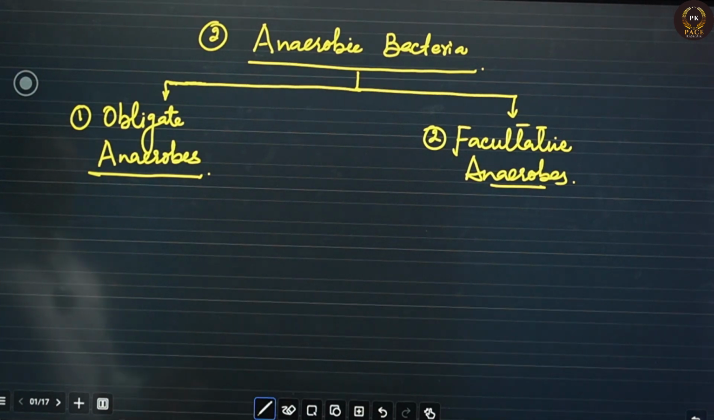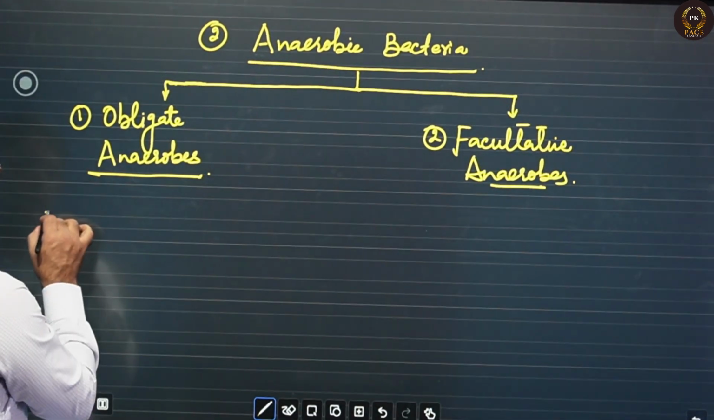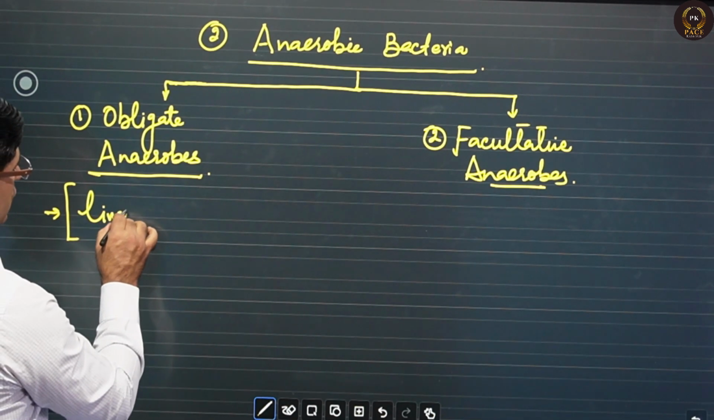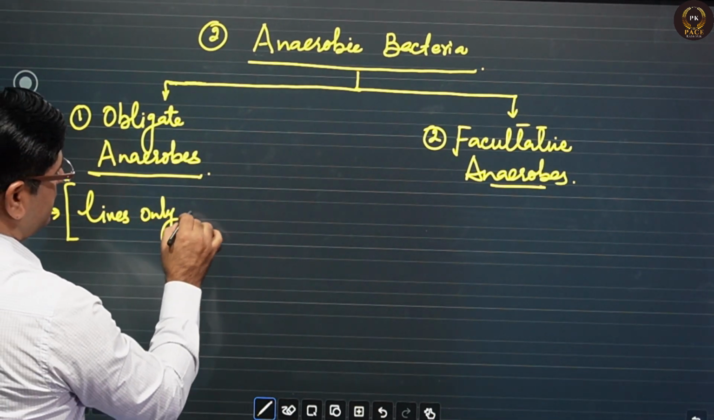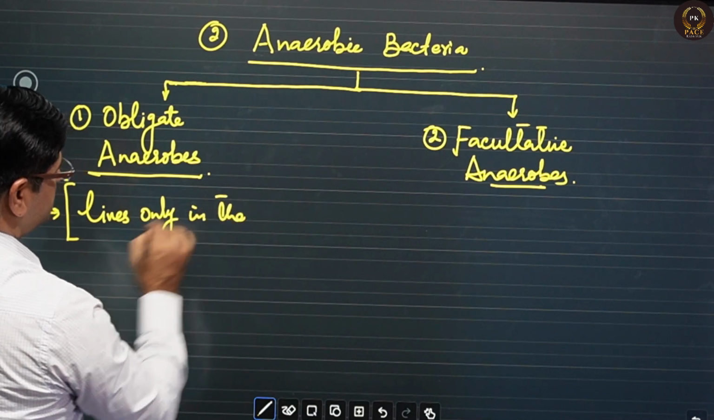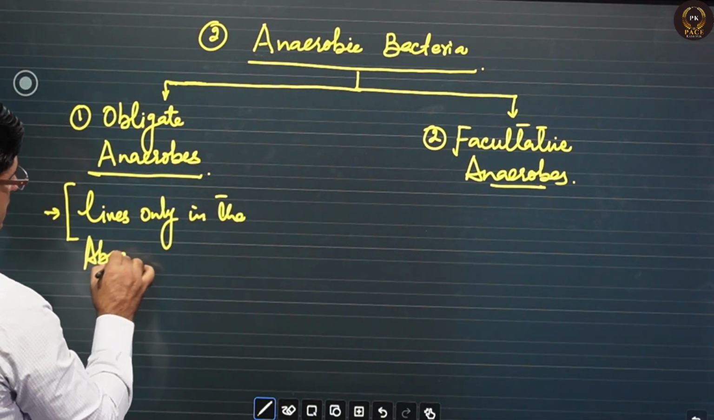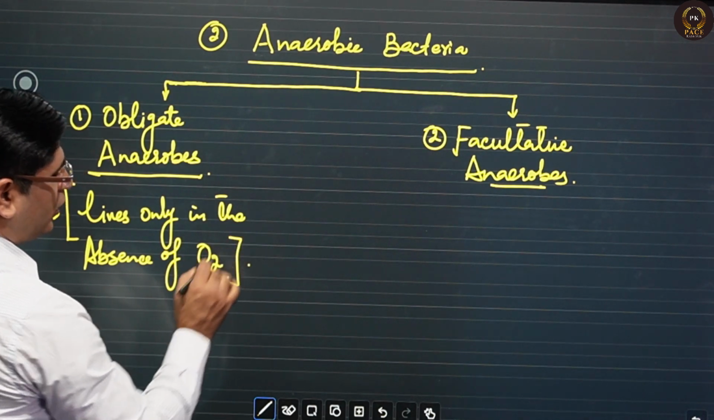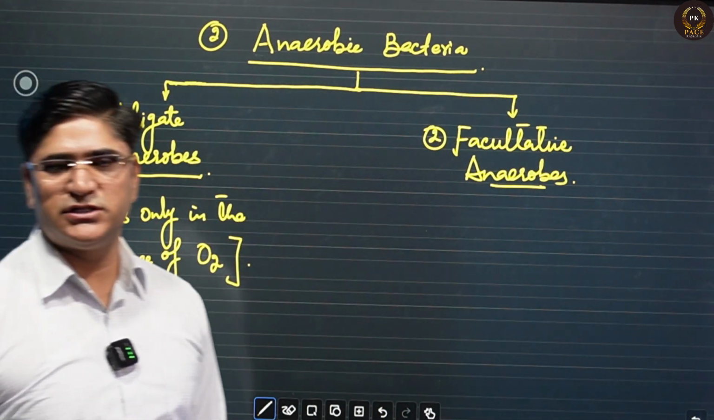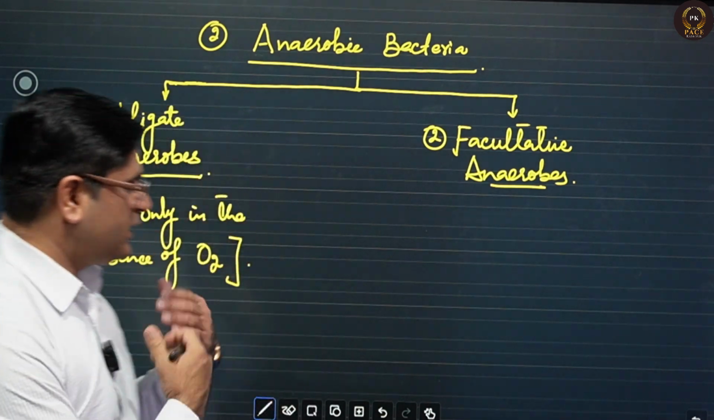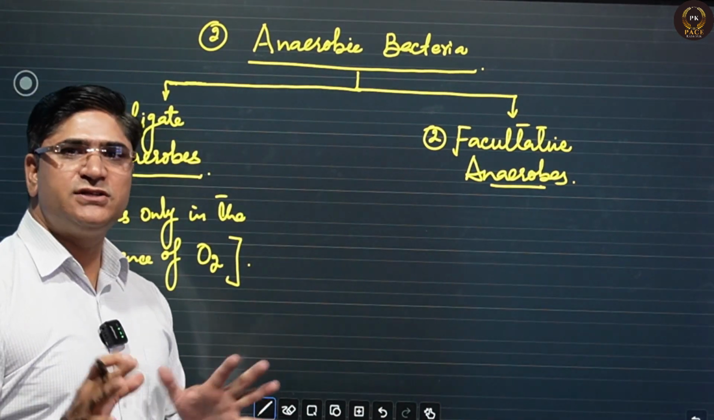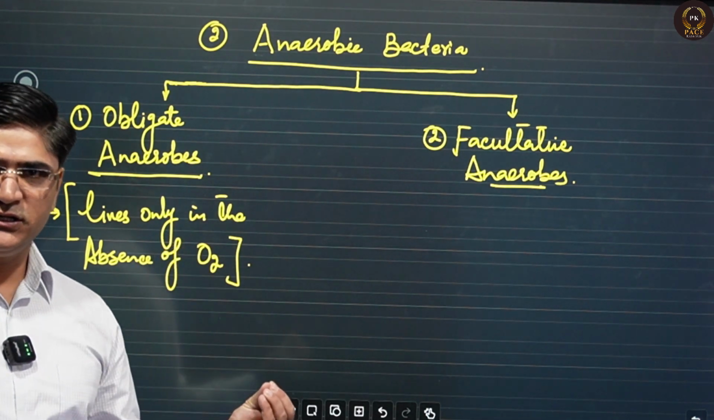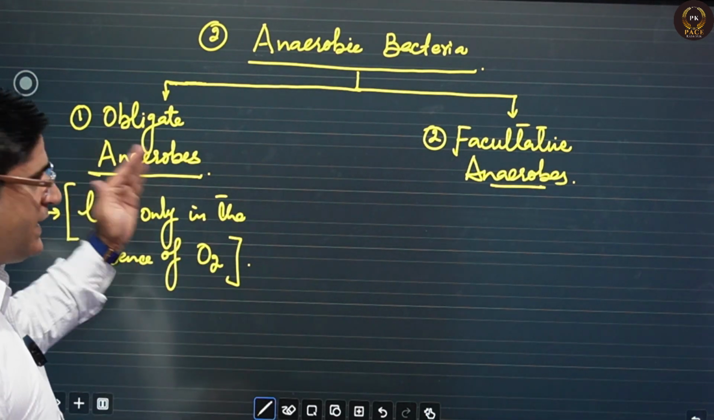So obligate anaerobic bacteria are those bacteria which live only in the absence of oxygen. They cannot survive in the presence of oxygen. They can live their life wholly in the absence of oxygen only. If they come in contact with oxygen, they may not survive.